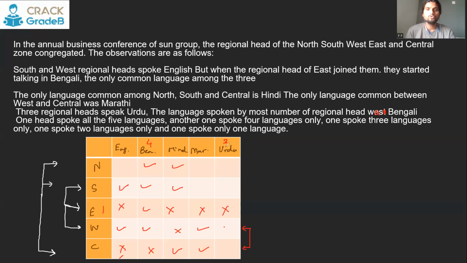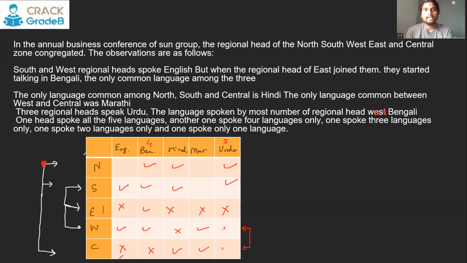Now we know Urdu is the language spoken by only 3 persons. Out of these 4, North, South, West, and Central, 3 should be tick and 1 should be cross. But also we know that West and Central both cannot be tick because between these two, the only common language is Marathi. So both cannot be tick. So one of them has to be cross and the rest of the 3 have to be tick. That means these 2 have to be tick. And which one is going to be cross? That is decided by this.